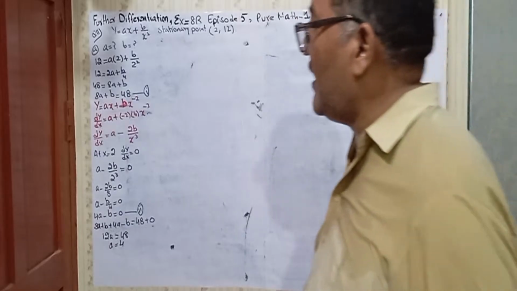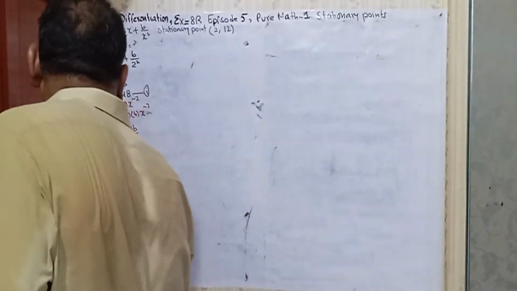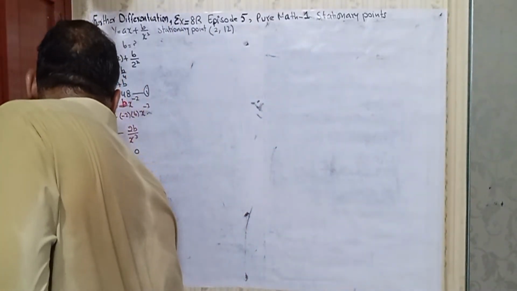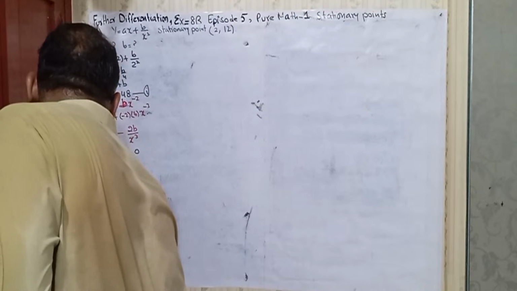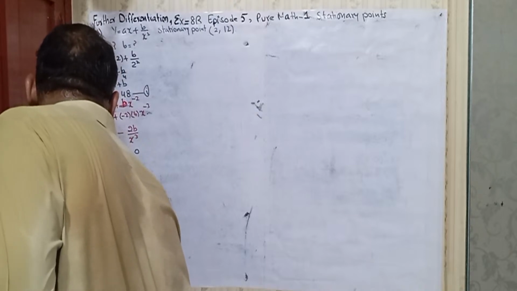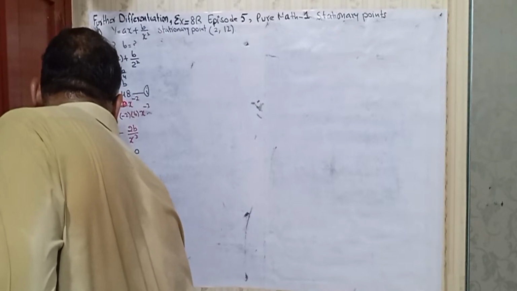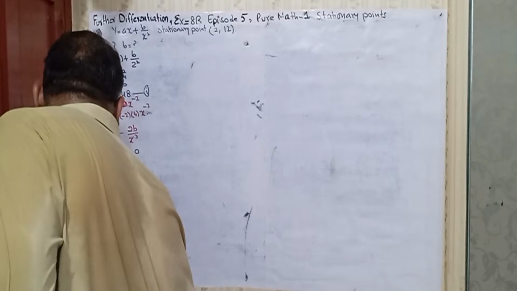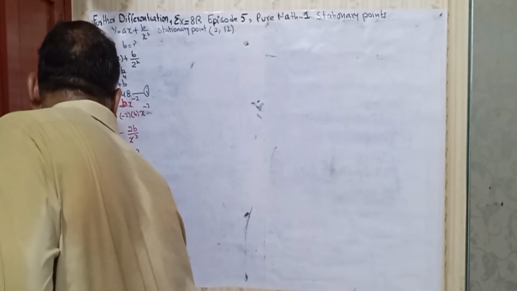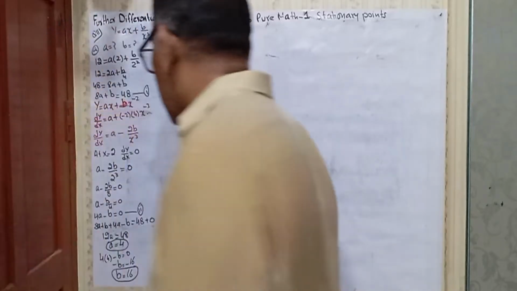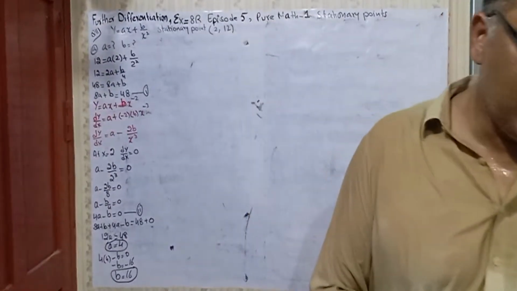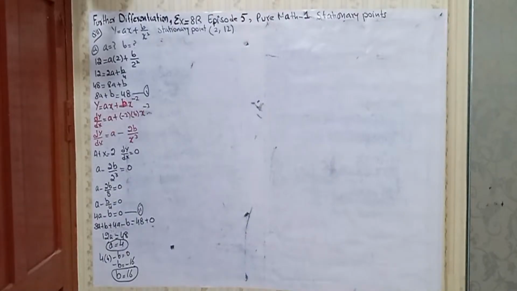I can find the value of b. 4 times 4 minus b equals 0, so minus b equals minus 16, and b equals 16. So I know the value of a and I now know the value of b. According to my calculation, a is 4 and b is 16.